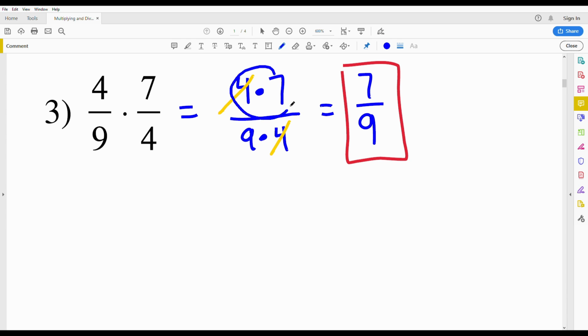And again, what this allows me to do, 4 times 7 is 28. 9 times 4 is 36. Both 28 and 36 are divisible by 4. 28 divided by 4 gives us 7, and 36 divided by 4 gives us that 9. 7/9 is our solution in number 3.